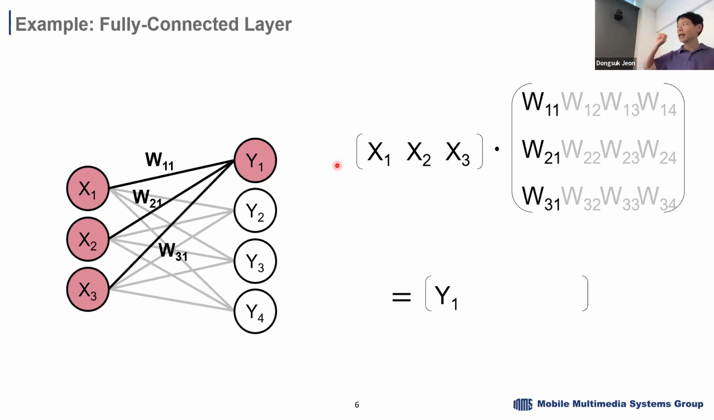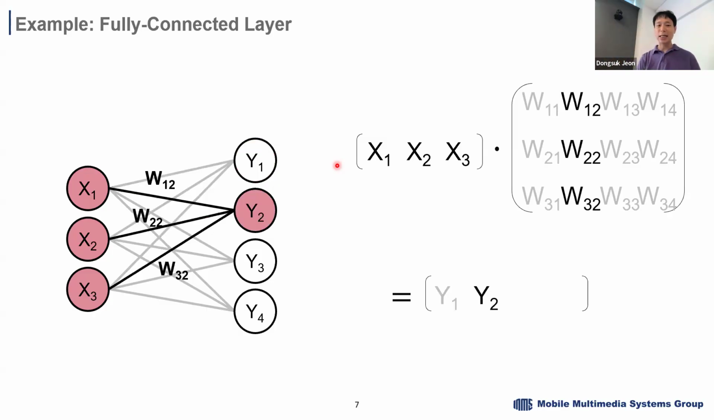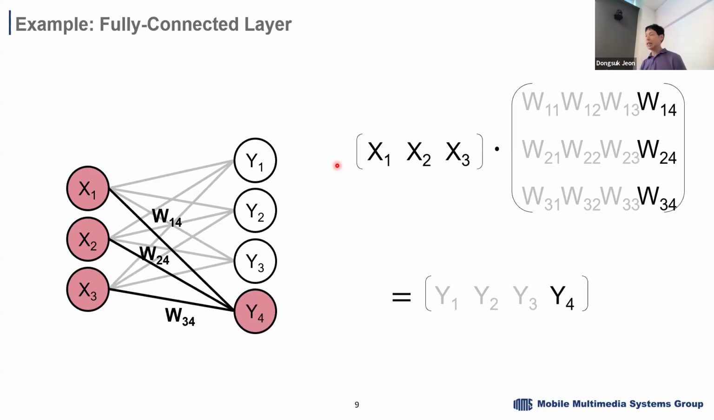So we can simply construct a single row vector consisting of the input values, and we can also make another weight matrix like that. By multiplying the row vector with the weight matrix, we can easily realize the fully connected layer.